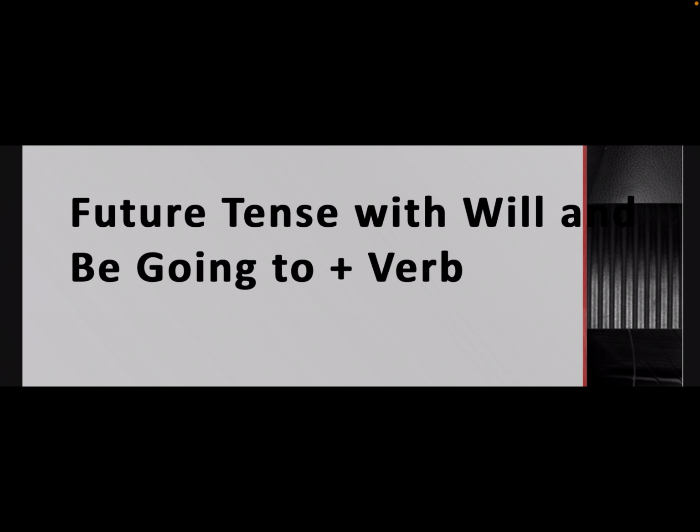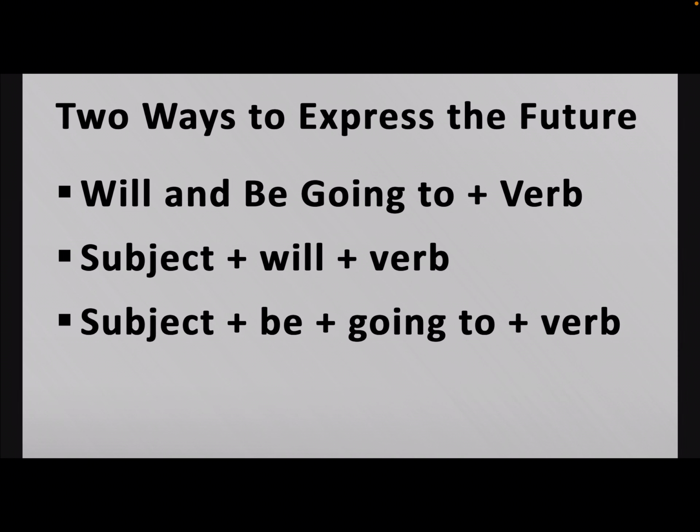So we also use be going to make predictions about the future. Often it's possible to use be going to and will, but it's more common to use be going to if we can see evidence in the present. Okay, so now that I gave you an overview of when do we use will, shall, and be going to, now let's look at it in more detail.